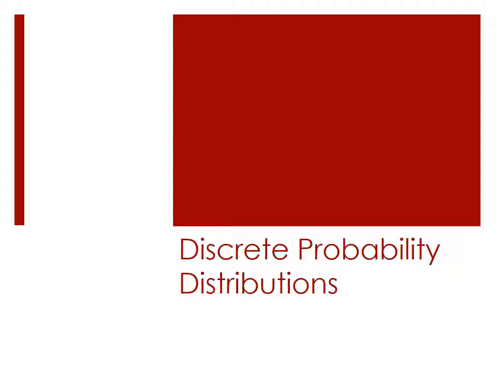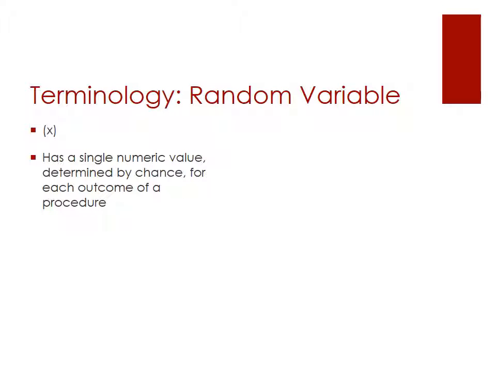Now we're going to get started working with discrete probability distributions. This section has got some terminology that we've used before that we're going to review, and also some new terminology as well. So, first of all, terminology, a random variable.